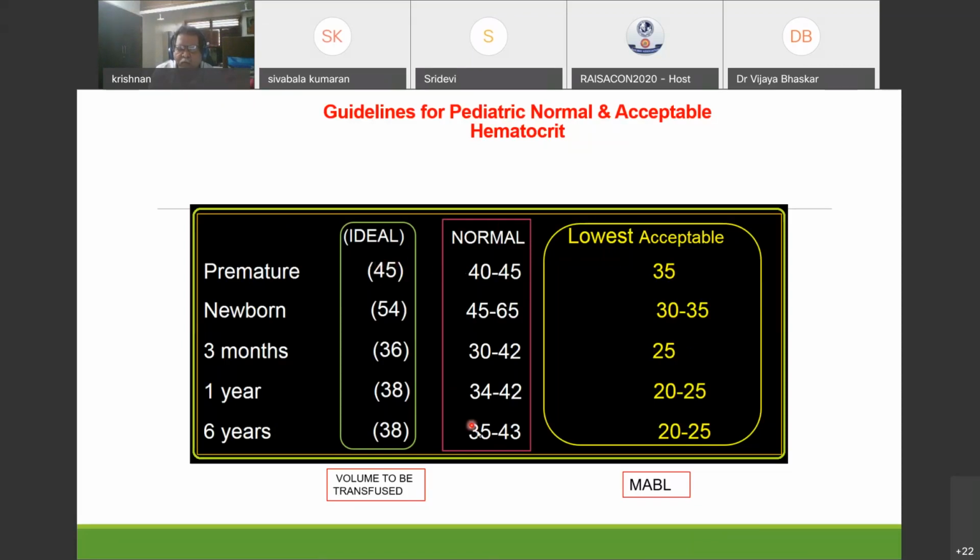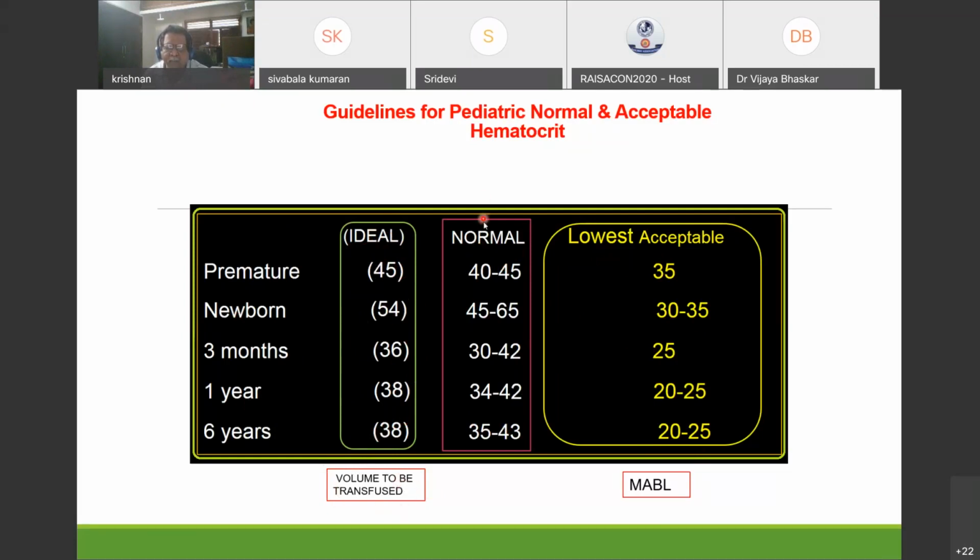What is a normal hematocrit value for each age group? What will be the ideal, so that I'll be comfortable in the post-operative period after transfusion? What is the lowest acceptable? Why we need these three things: the ideal hematocrit is a level which we use to calculate the volume to be transfused, how much of RBCs that you are going to give.